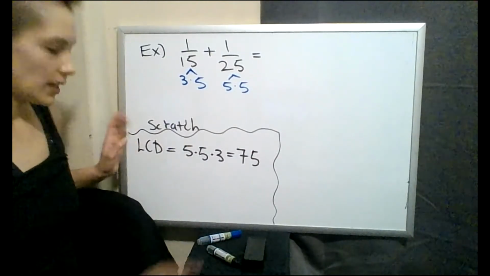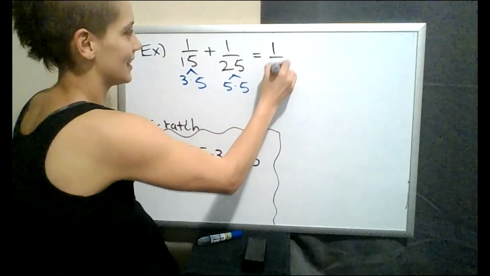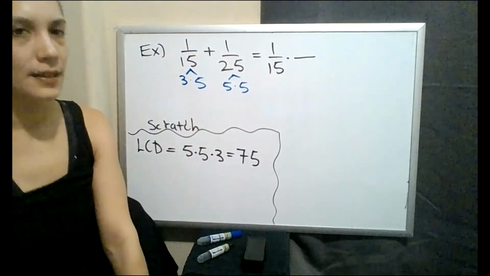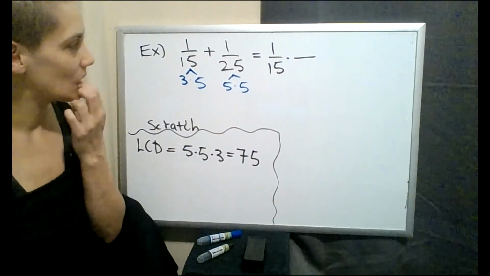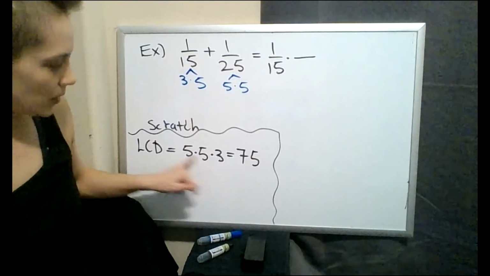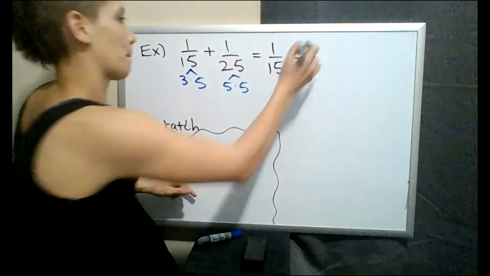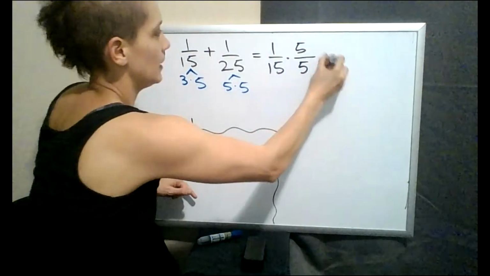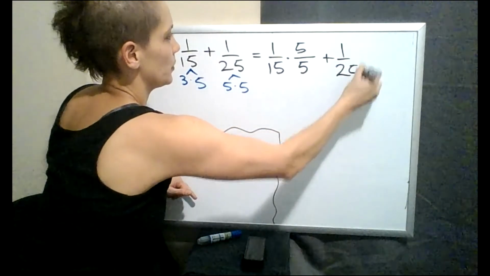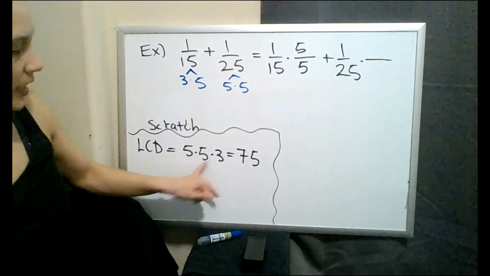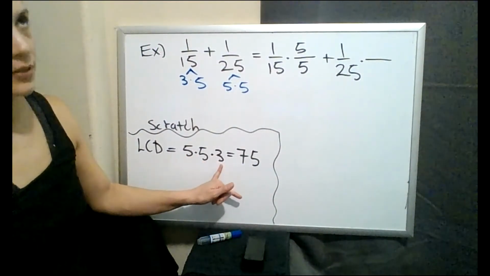So you take your first fraction, 1/15. Multiply with missing factors. You have 3 and 5. This one and this one. You're missing a 5. Add 1/25 multiplied with its missing factors. 25 is 5 times 5, and you need a factor of 3.